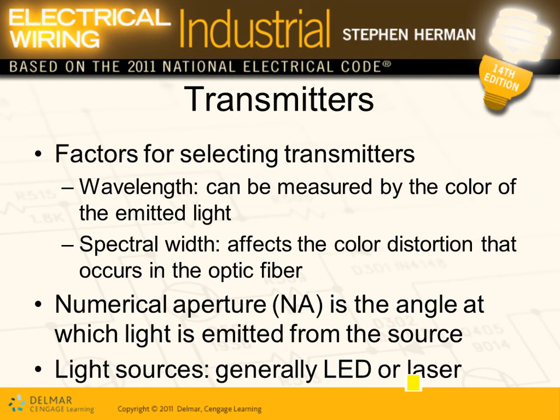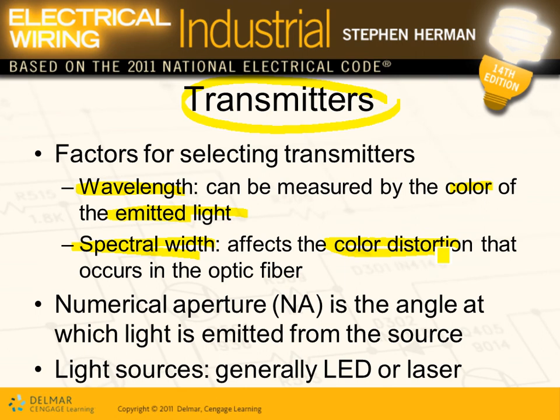Okay, so transmitter. You need to transmit light. Factors in selecting a transmitter: it's going to take Chad's voice and convert it into light. A couple of things. You need the wavelength, which can be measured by the color emitted from the diodes. So you have a different wavelength. Spectrum is another factor when selecting transmitters. Color distortion also occurs, because it affects the color.